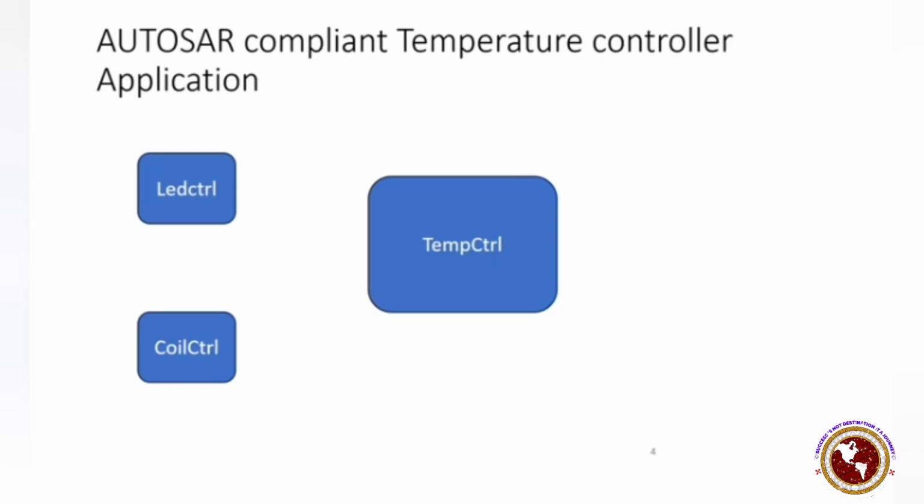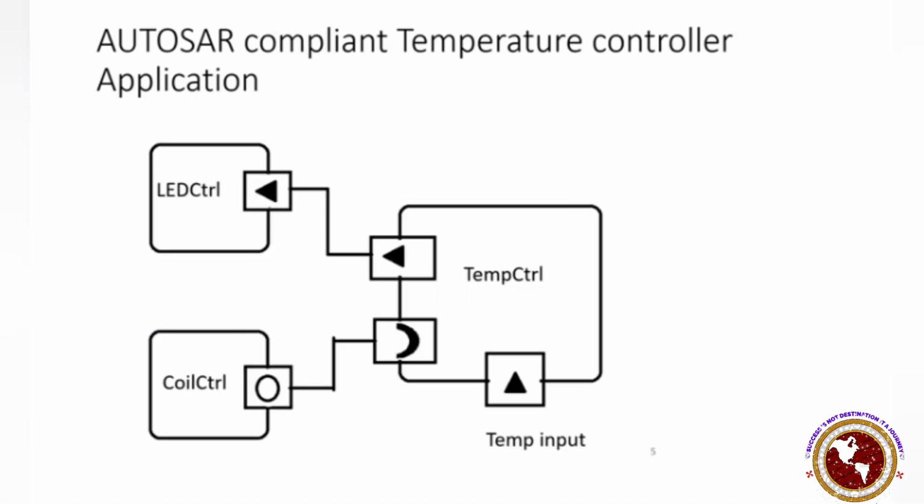To do that, I have three software components, mainly the temperature controller software component, LED control software component, and coil control software component. These are the three software components I have in my project. Let us see how to add these and how to configure this in the AUTOSAR tool. Before that, a little more detail about this project. As I told you, the project is all about controlling the temperature of the process.